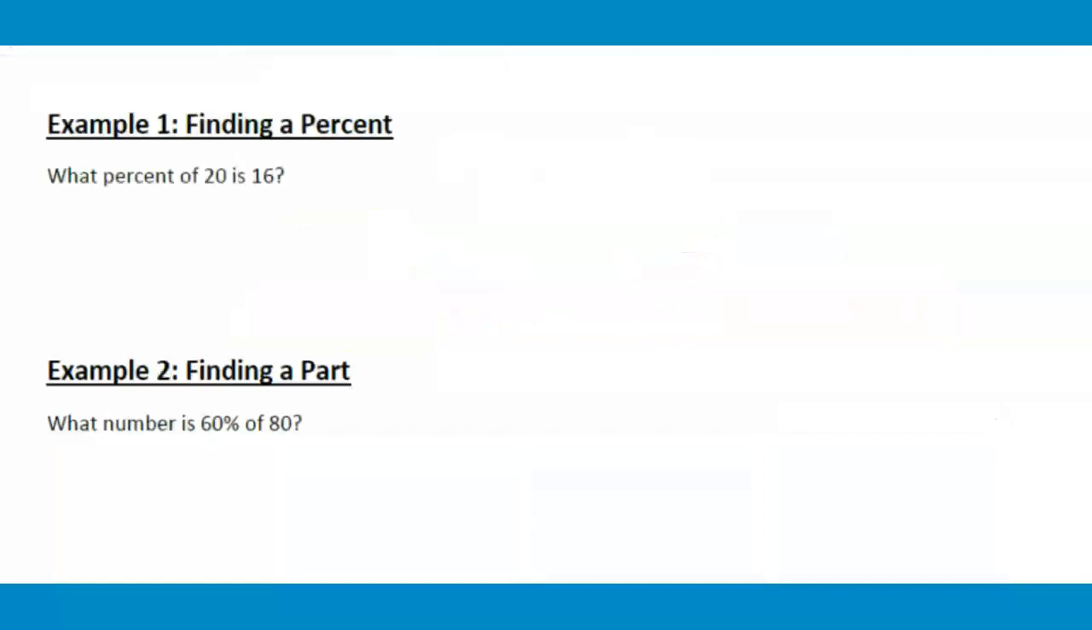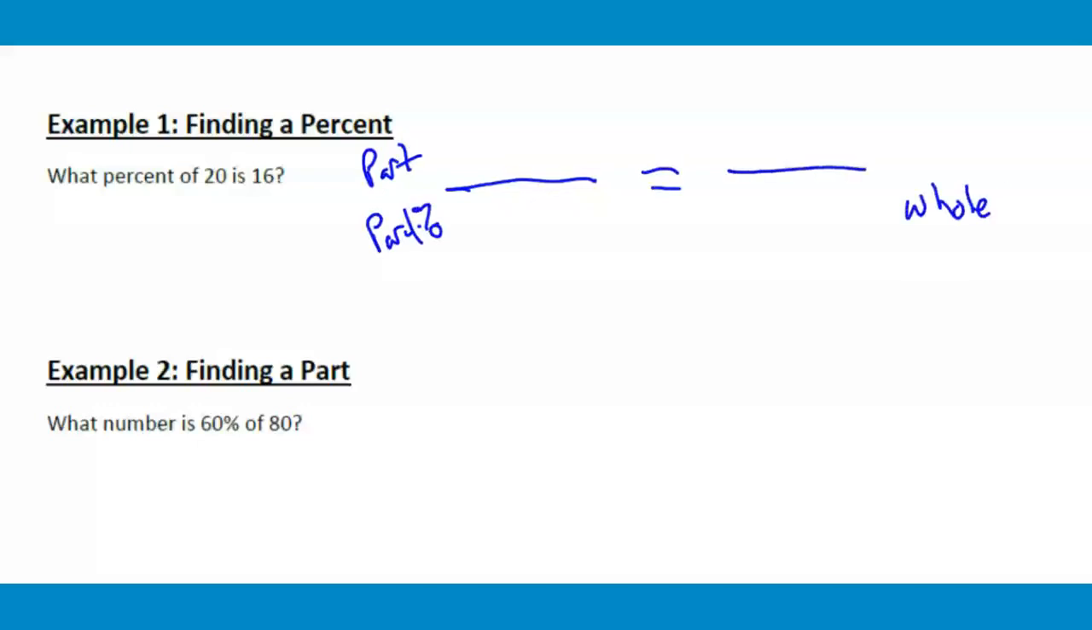So if we do it this way, I can start here, and I'm going to put part over part of the percent equals the whole percent. Whole percent is always 100. And then part, no, not part, whole of the number. The whole number will be right here. So let's put our parts in the right spot and our wholes in the right spot. So 100% always goes here.